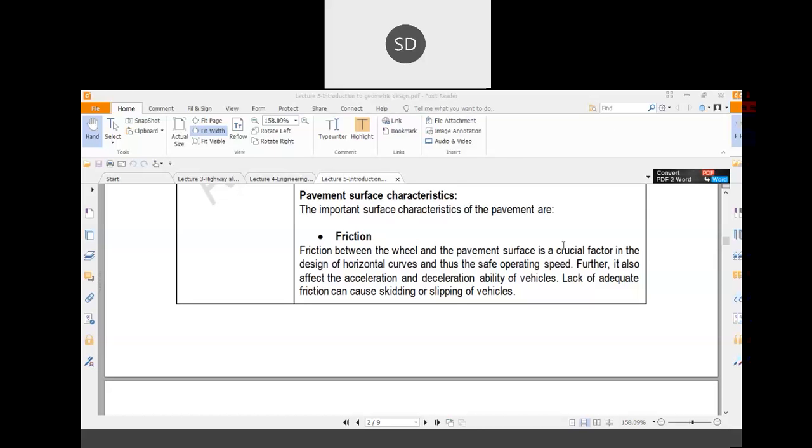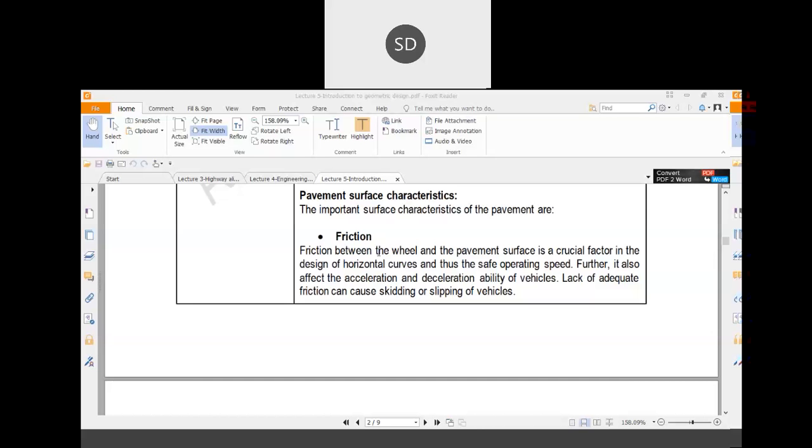Okay, let us start again. So pavement surface characteristics. In the pavement surface characteristics, one important thing is your friction. Friction between the wheel and the pavement surface is a crucial factor in designing horizontal curves and thus the safe operating speed. Moreover, that friction is very much required for the operation of vehicles over the road.